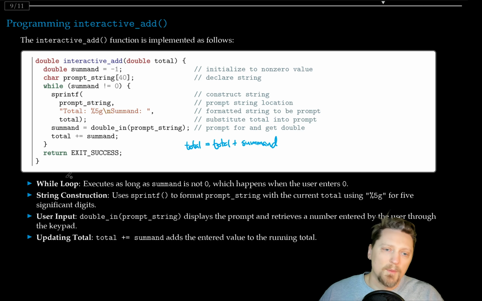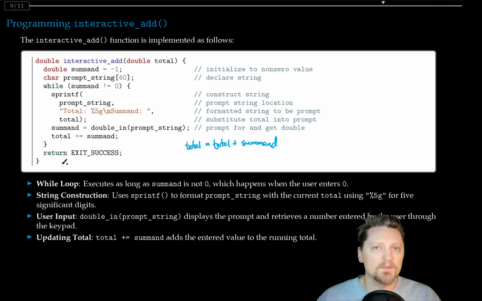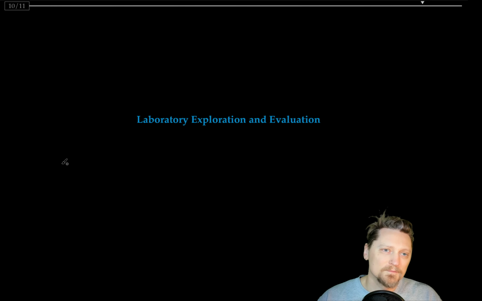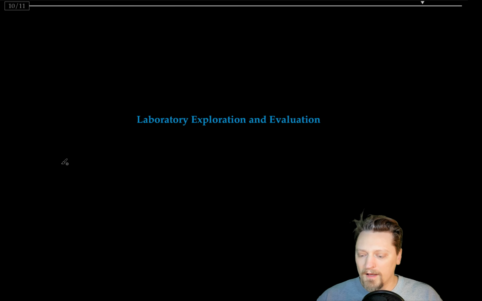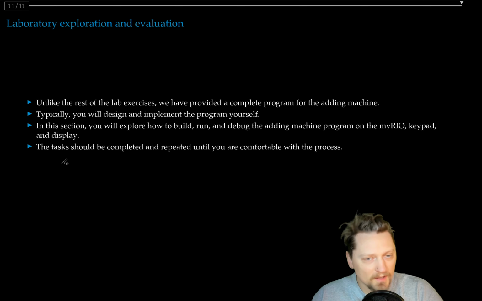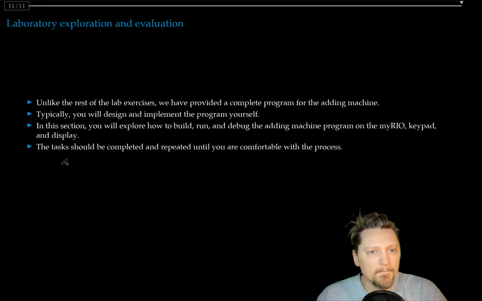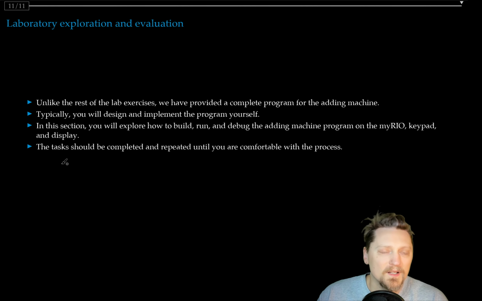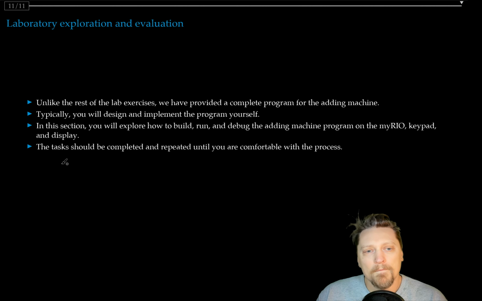Okay, so we went through this in detail, so we don't need to go through those points at the bottom, but those essentially reiterate what we just discussed. Finally, as with every lab exercise, there is a lab exploration and evaluation section. Unlike the rest of the lab exercises, we have provided a complete program for the adding machine. Again, that's not going to be the norm. That's not going to be what we do for the lab exercises. But for this one, we're just getting used to the mechanics. So we have to go through that to begin.